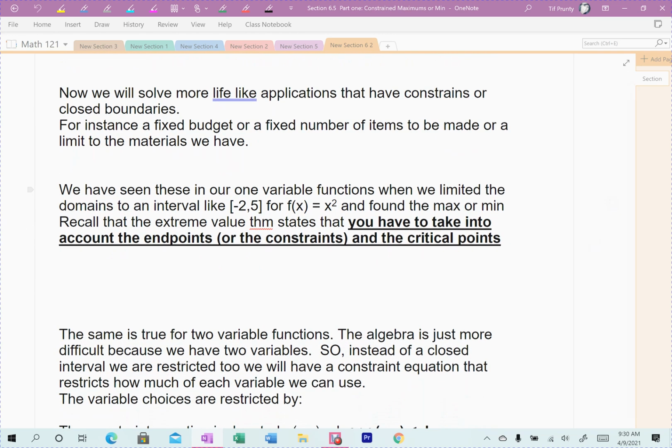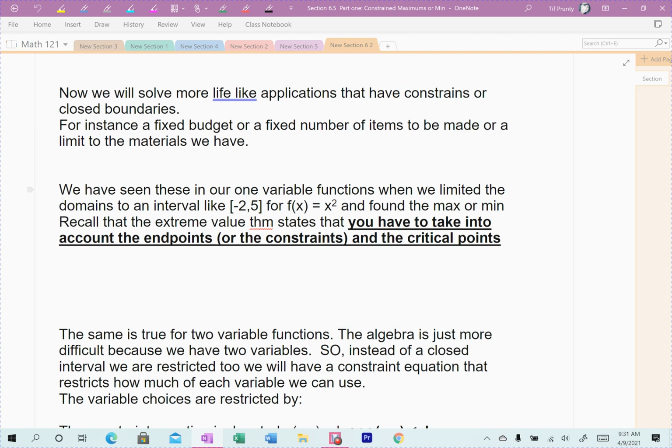All right. So again, in this case, instead of an open domain, meaning instead of x and y in our function being able to be anything, this time we've got limits, what we call constraints, which limits our domain. For instance, we have a fixed budget, right? We don't have an infinite amount of money to spend on something. We have a fixed amount of time, right? There's only so much time in a day. You can't exceed the amount of time spent in a day.